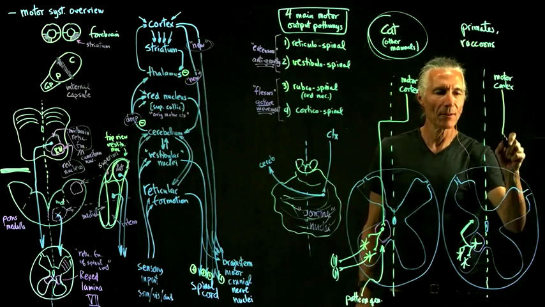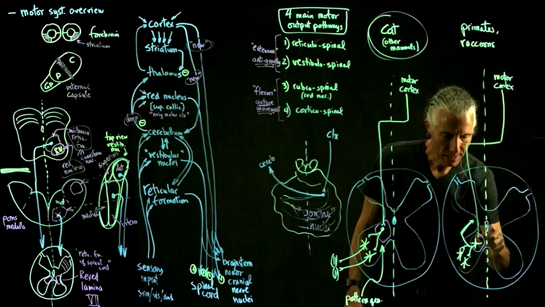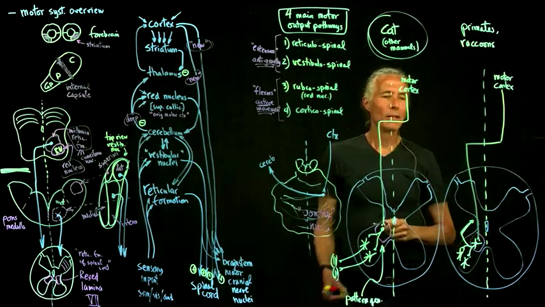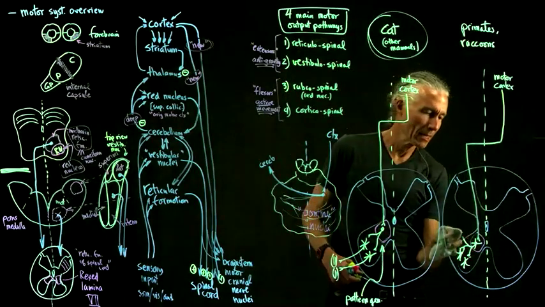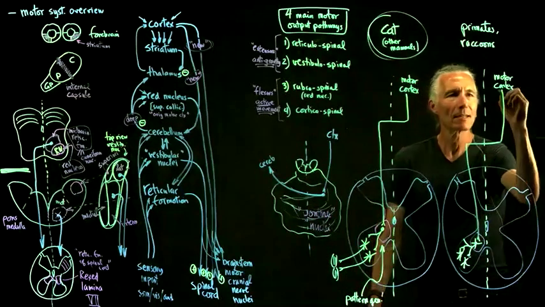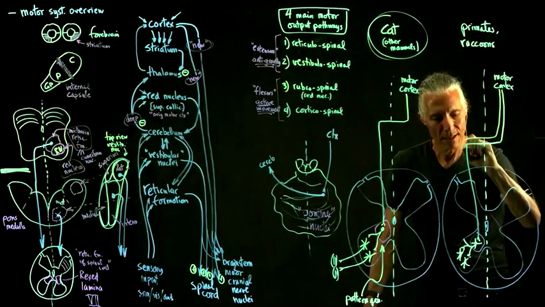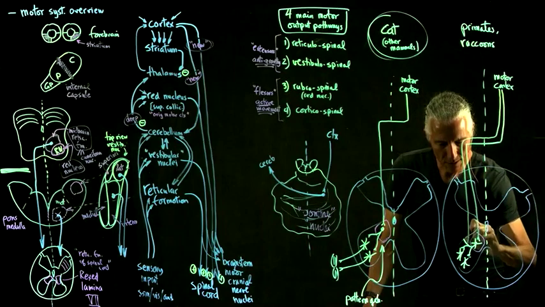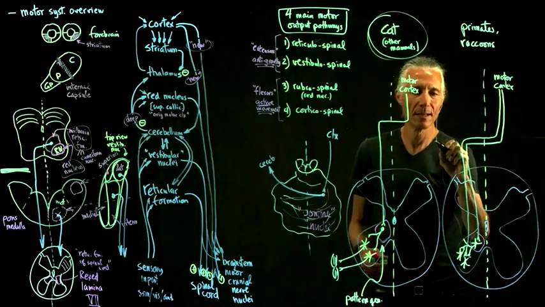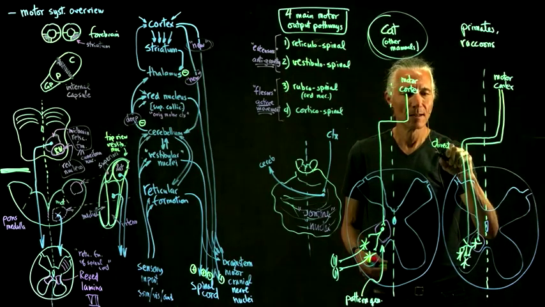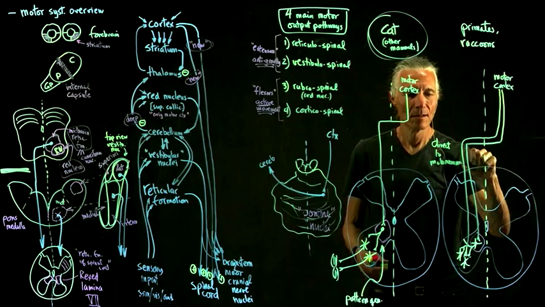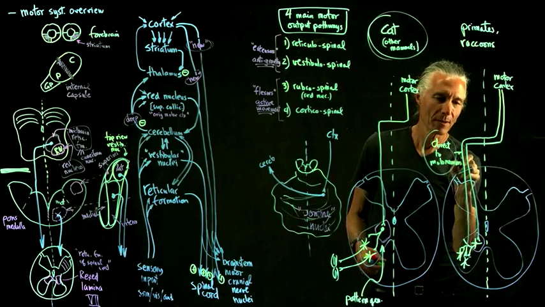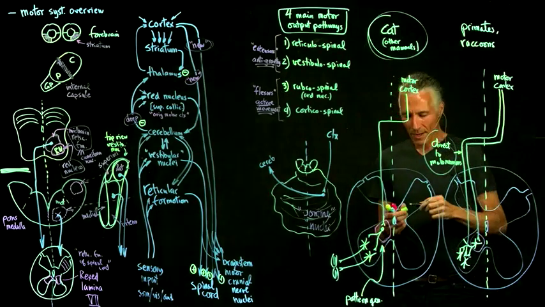So the motor cortex goes down and it crosses over and it hits these pattern generators. But in addition, what happens is you get some direct connections. And so the direct connections come out of the motor cortex and they go down and they skip the pattern generators and they go straight to the motor neurons. So this is like a direct pathway to motor neurons. This pathway here.